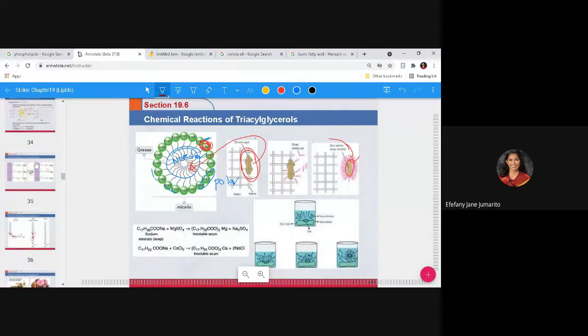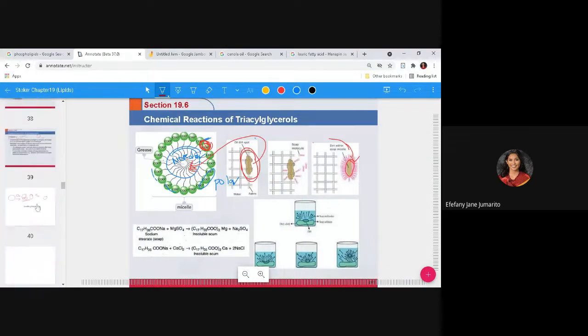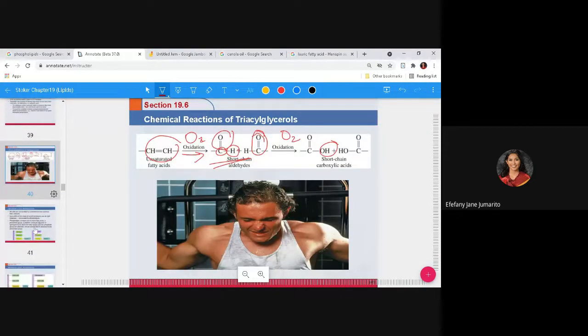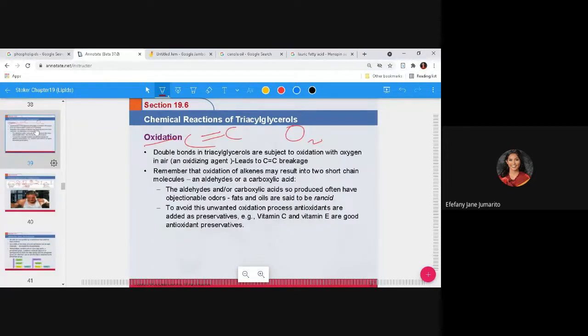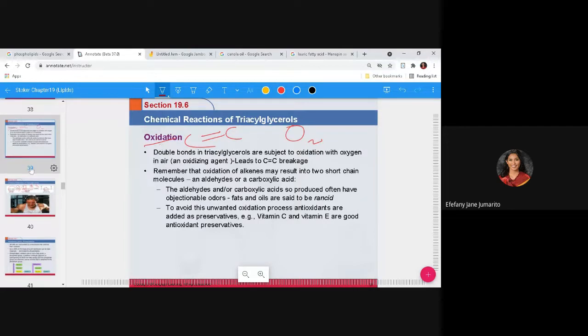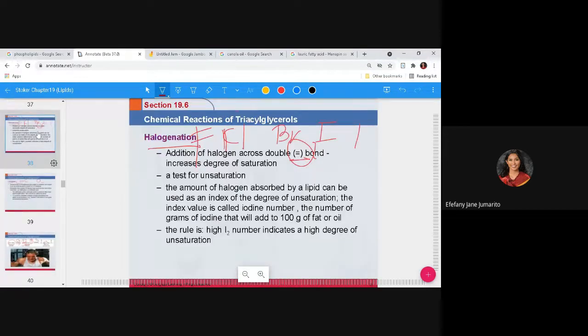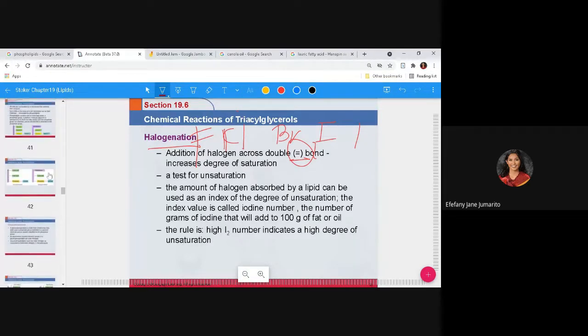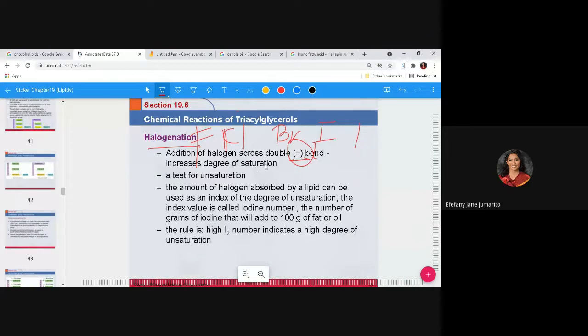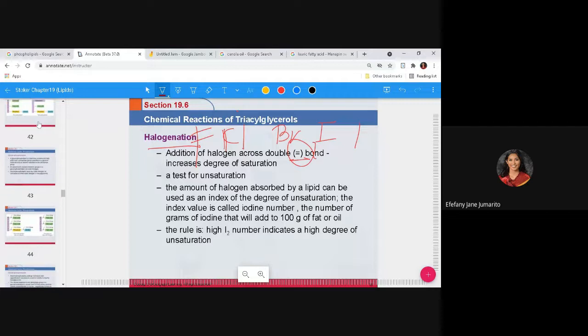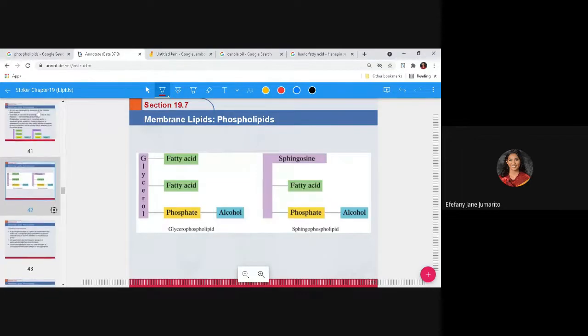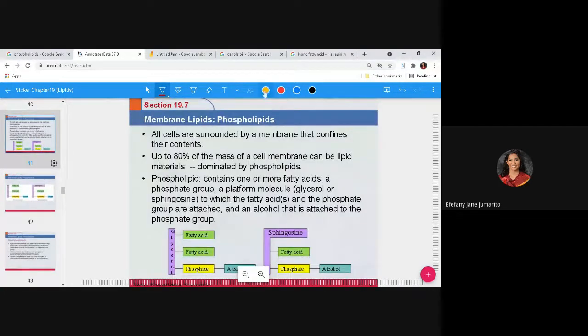Now let's go to the reactions of our triacylglycerols. We have oxidation, which is the addition of oxygen. Halogenation is the reaction with the addition of halogens: F, Cl, Br, and I are your halogens. This time let's move on to our membrane lipids.